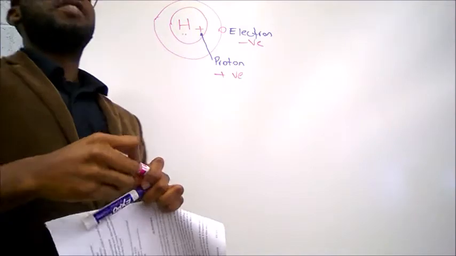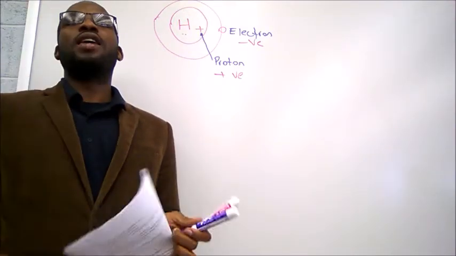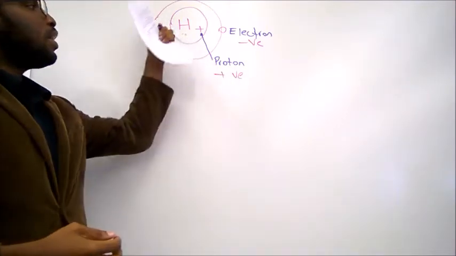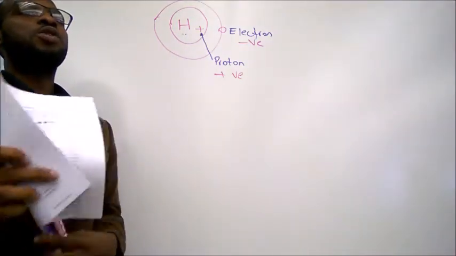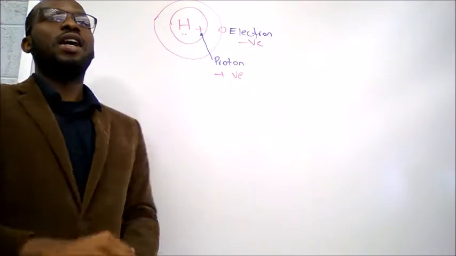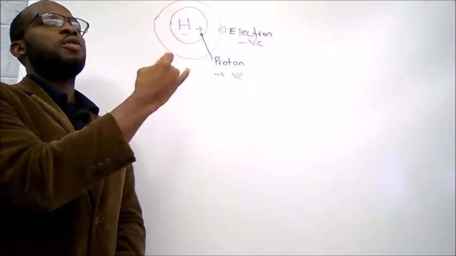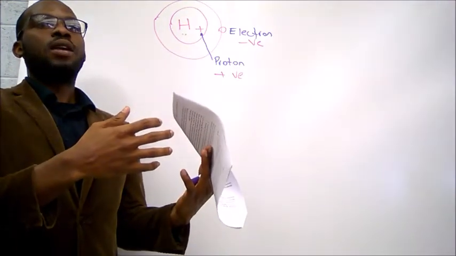What is the net charge of any atom? When we say net charge, we are asking: is it neutral? Is it positive? Is it negative? Does this atom have a net charge? If it's neutral, then the net charge is 0. So what is the net charge of this atom? 0, because we have one positive and one negative, and these charges are almost canceling each other.